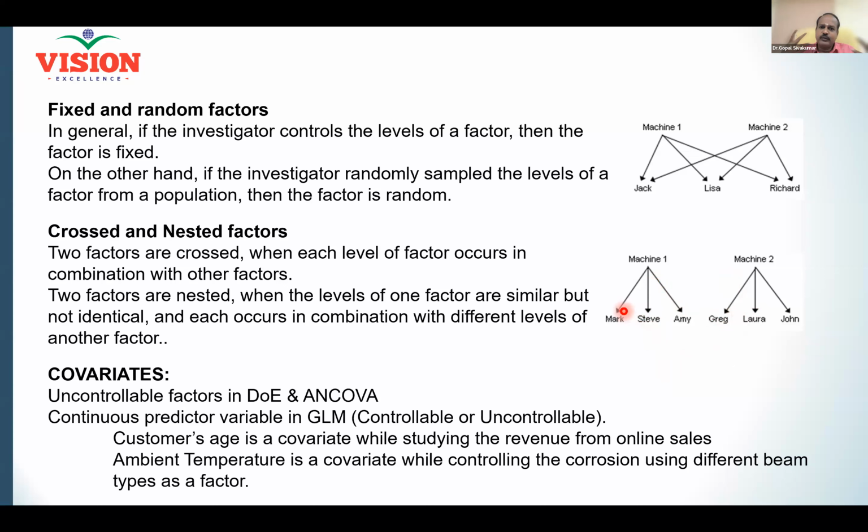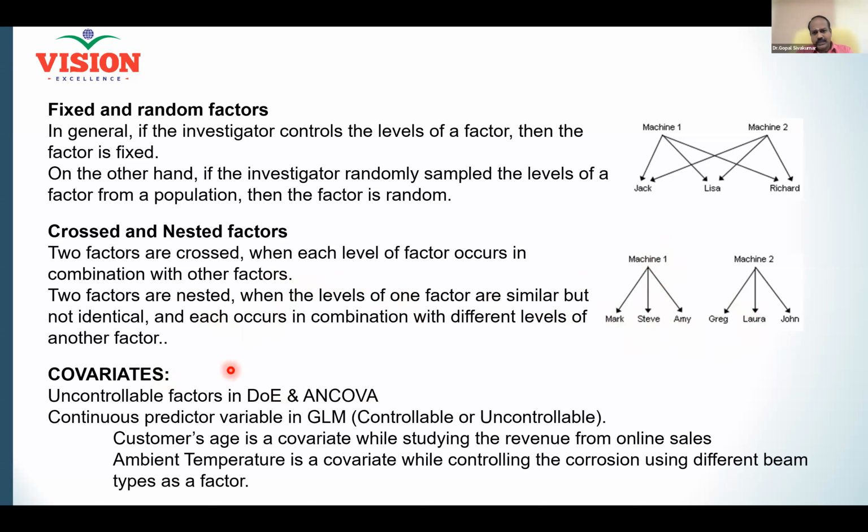So you see to that, the operators are similar in terms of the skill level to operate the machine. But they are not identical. Hope you understand. All right. So now you also understand another meaning of crossed factors and nested factors. Here operators are nested under machine. Can you see that? Yes. Operators are nested under machine.